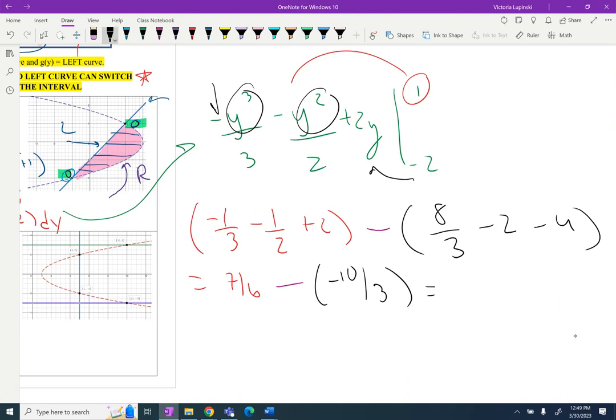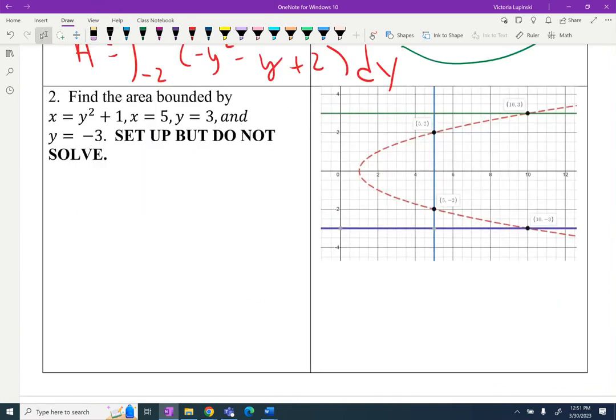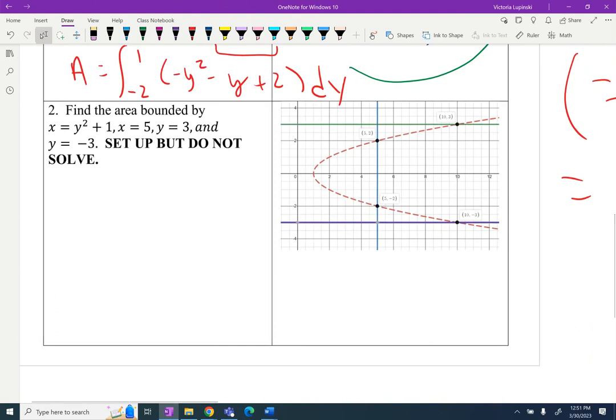All right. So this should be 9/2 or 4.5. That's the answer. Find the area bounded by the following. That's right. This is our last problem. Yes. So look at that.